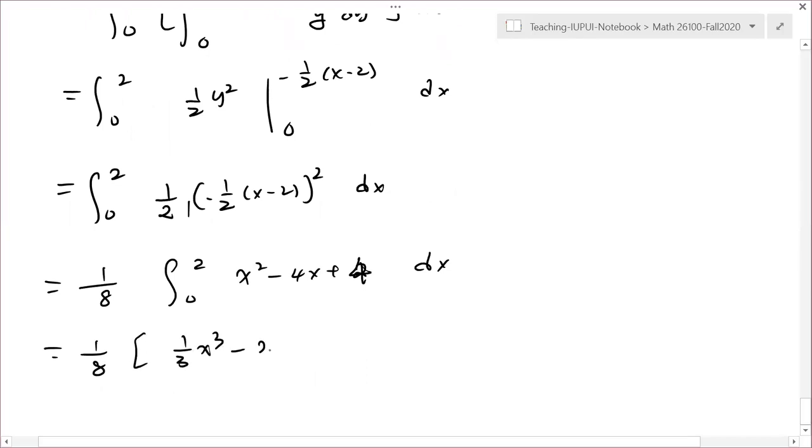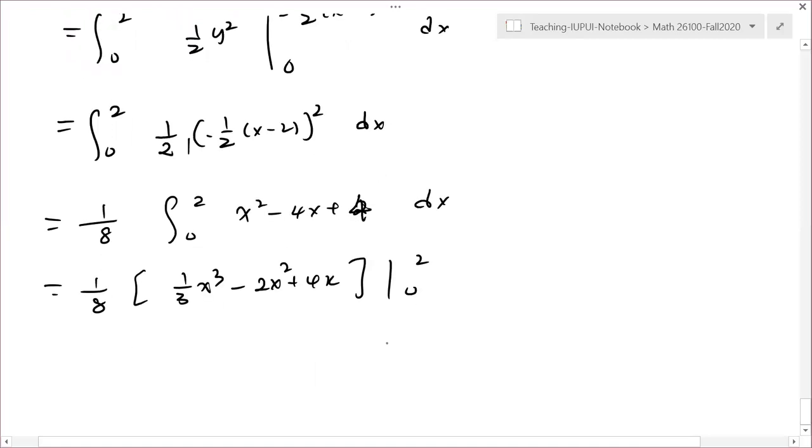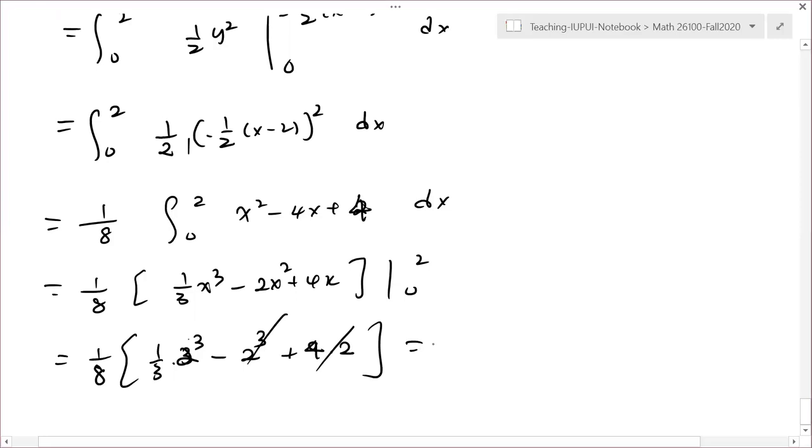Antiderivative. All I need is just plug in 2 squared, 2 cube minus 2 cube plus 4 times 2. I think that's canceled. That canceled out. That was just only 1/3. So, well, great. We get the same answer, right?